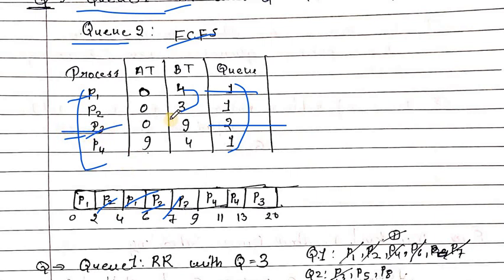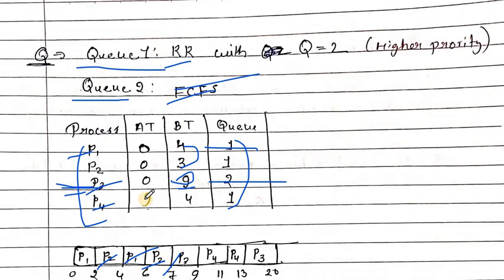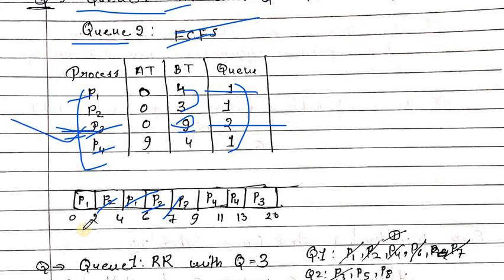But when P3 has executed for 2 units of time, P4 comes in the higher priority queue. P3 is running on the FCFS algorithm, and FCFS is not a preemptive algorithm, but in the high priority queue the P4 process comes, so the P3 process will be preempted and the P4 process will be executed.